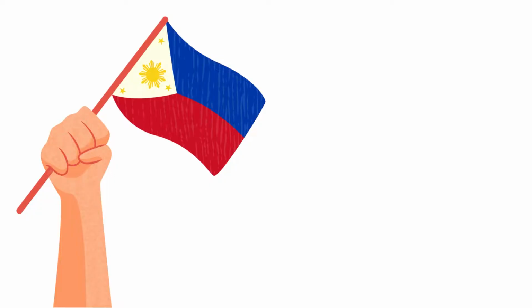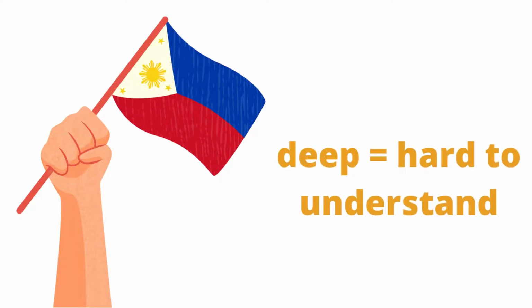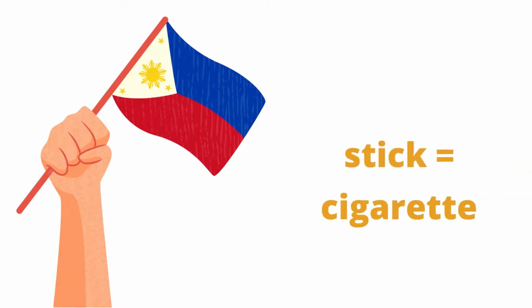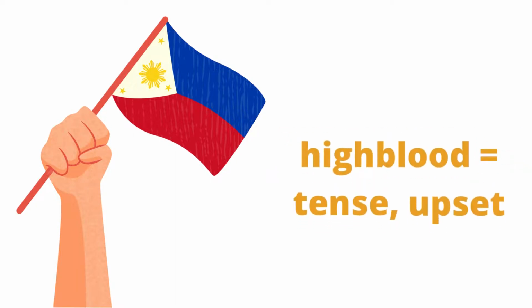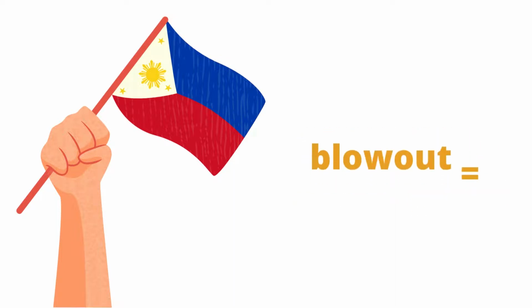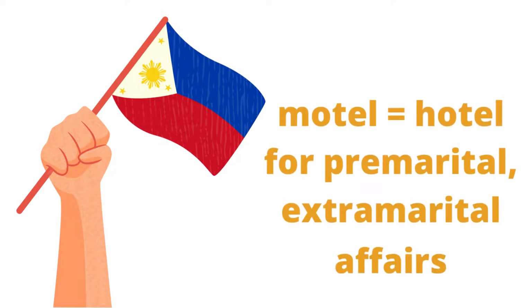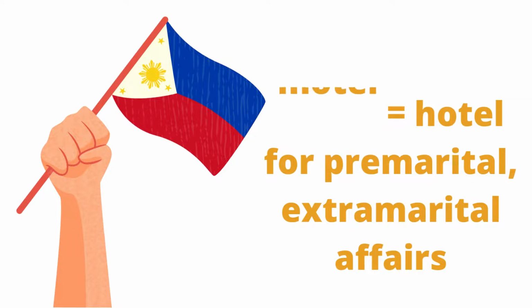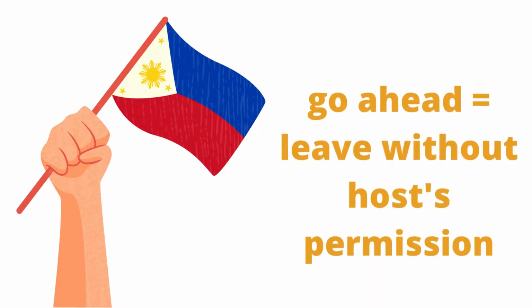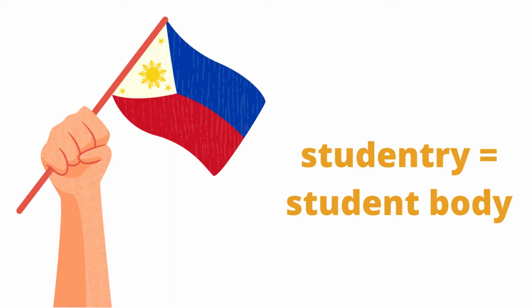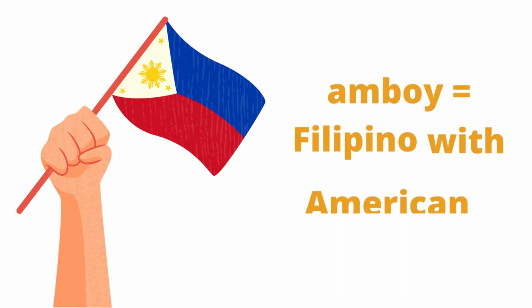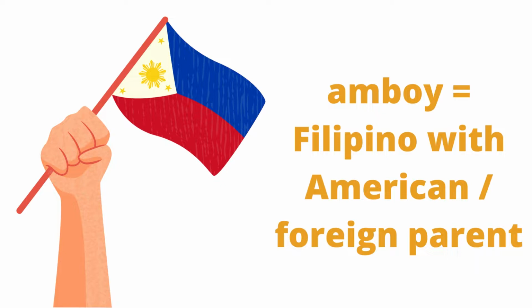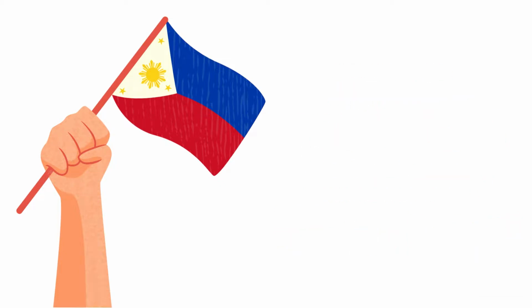Number 2. In Philippine English, deep means purist or hard to understand. Stick means cigarette. High blood means tense or upset. Blowout means treating someone with a snack or a meal. Motel means a hotel used for premarital or extramarital affairs. Go ahead means to leave before others with the host's permission. Studentry means student body. Amboy means a Filipino who has an American or foreigner parent.